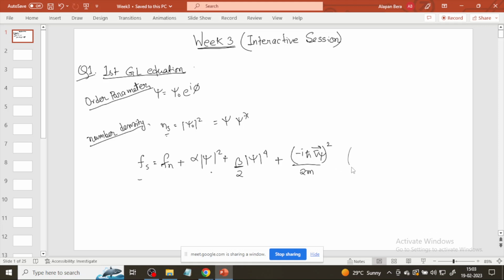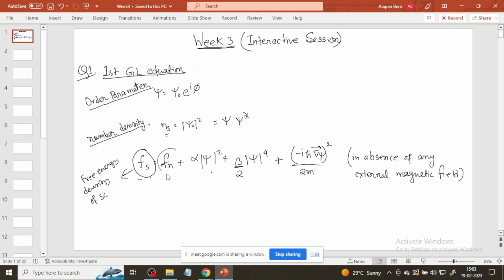So this is in absence of any external magnetic field. So this is the free energy density, I mean energy density per unit volume, energy per unit volume, that is called the energy density. So this is the free energy density of the superconducting state, and this is the free energy density of normal metal.